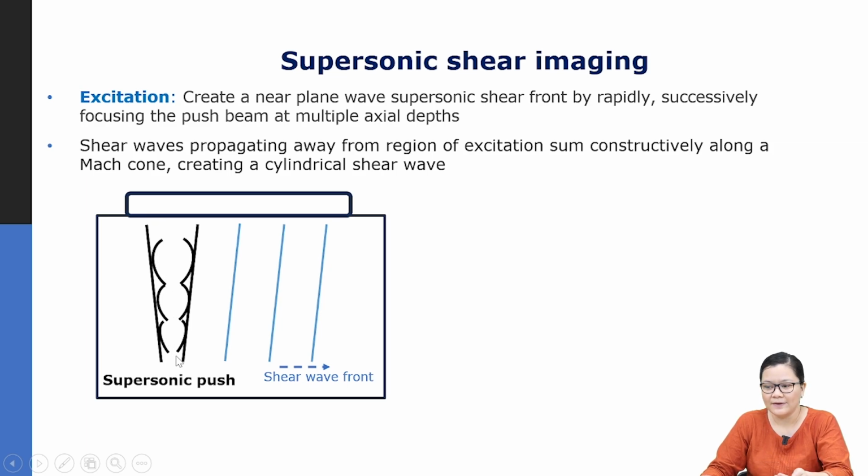It creates shear waves that propagate from the region of the excitation, and those shear waves sum constructively along a Mach cone. That creates a cylindrical wave that then propagates along the axial depth of the tissue right here. So this blue indicates the shear wave front that is traveling away from the site of this supersonic push. And the nice thing about this supersonic push is that you'll now be able to look into a two-dimensional view of the mechanical properties of the tissue. This will allow you to do that.